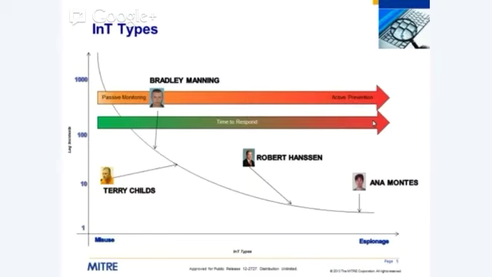I have another slide. Hanssen and Montes operated for years before they were caught, and both of them were caught because of human tips, not anything they necessarily did wrong.